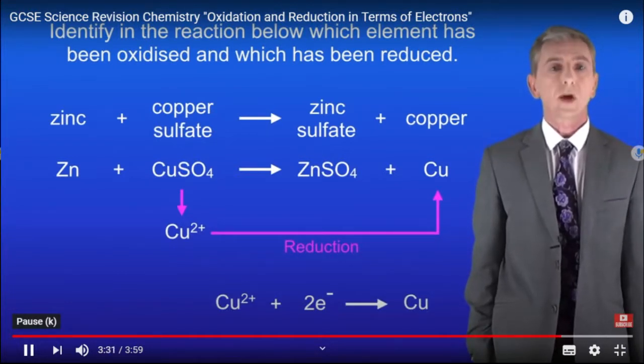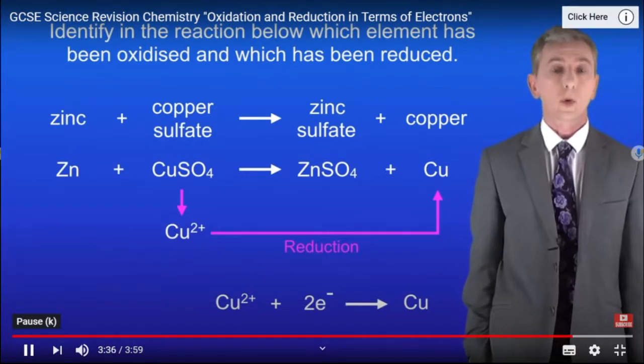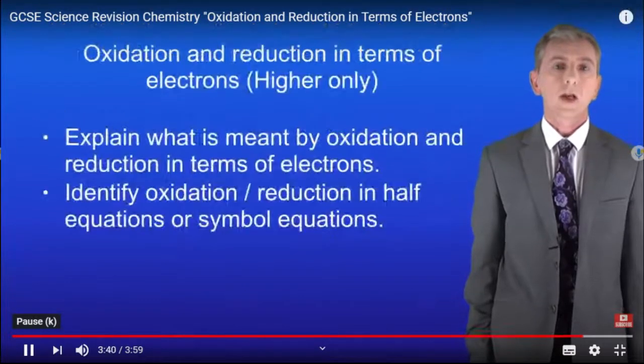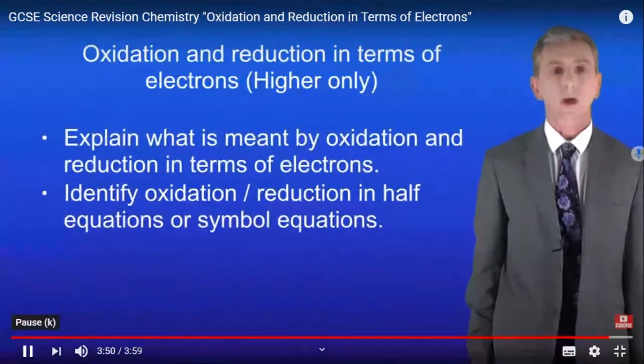Remember, you'll find plenty more questions on oxidation and reduction in terms of electrons in my Vision workbook. You can get that by clicking on the link above. Okay, so hopefully we should be able to explain what's meant by oxidation and reduction in terms of electrons. We should then be able to identify oxidation and reduction in half equations or in symbol equations.